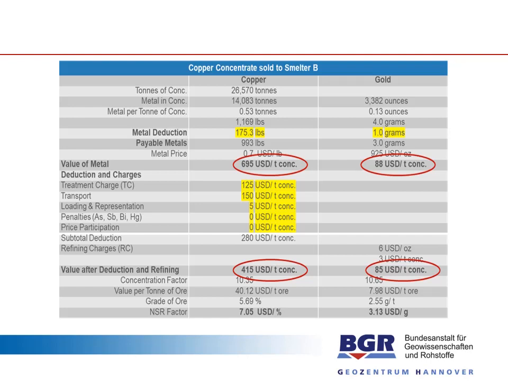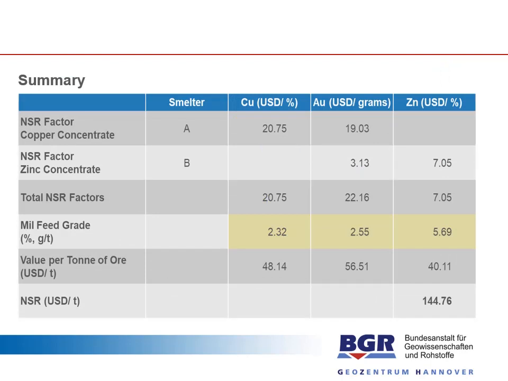That translates to a value after deduction and refining of $450 per ton of concentrate, and a little byproduct credit, but we do not have the amount of gold compared to the copper concentrate, so we have additional $85, so altogether $500 per ton, which translates to almost an additional ore value of $50 per ton of ore. So we have the $105 from the copper concentrate, and additionally almost $50 from the zinc concentrate per ton of ore. So where does the money come from at the end of the day?